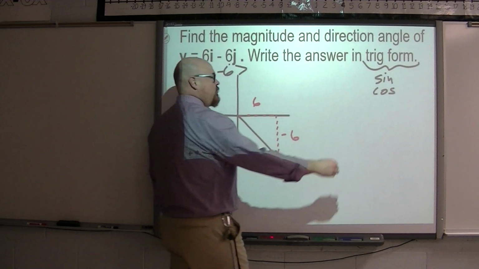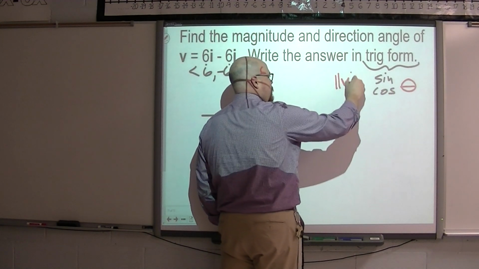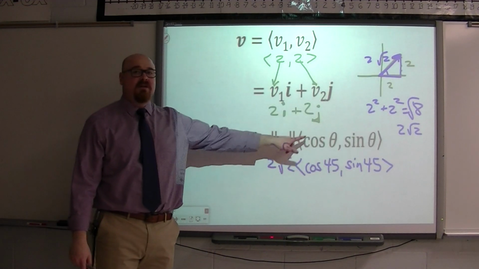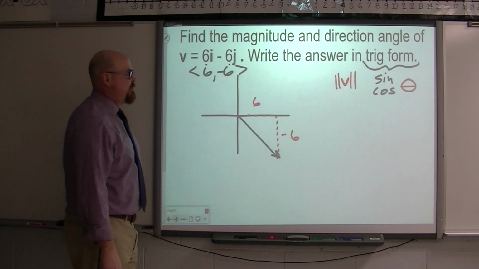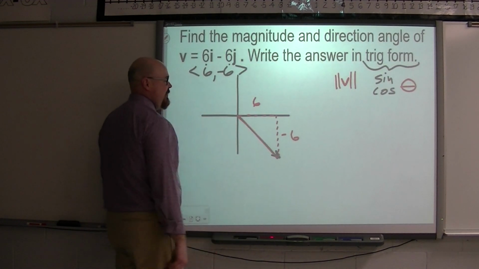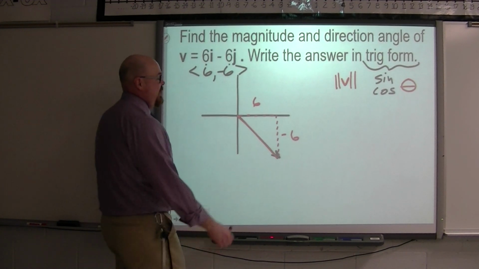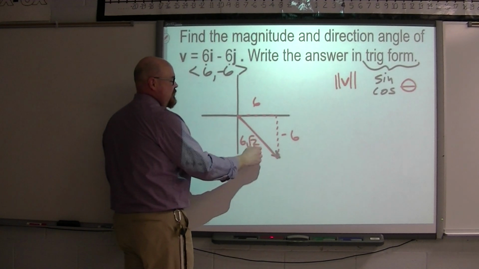To write the answer in trig form, we need theta and we need the magnitude, right? We're looking to get this format. We need the magnitude, we need the direction angle. So if I jump through the hoops here, I can find this pretty easily, right? Again, I don't know how good you are with your special right triangle trig, but if this is 6 and this is 6, then this is 6 root 2.